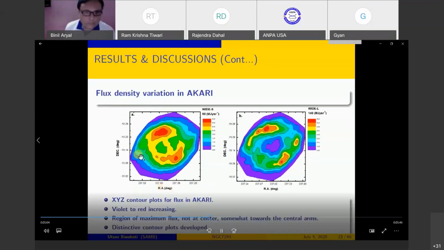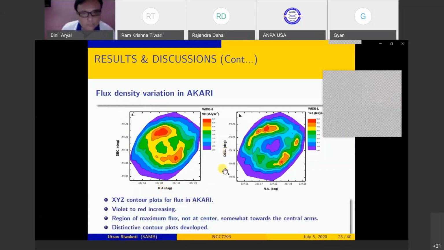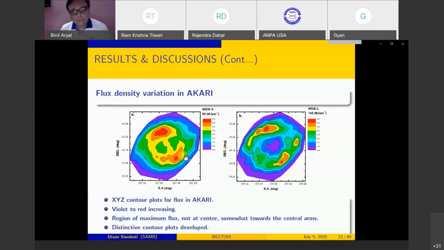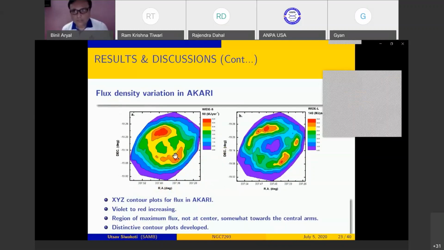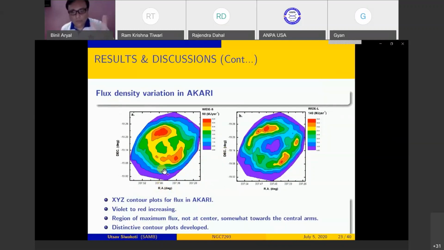This is the flux density variation in Akari. The same condition applies. Now we can see there are a lot more contours. That means it has got more differentiation or more data. Also, the region of maxima is not exactly at the center in both cases. This is somewhere around the spiral central arm.